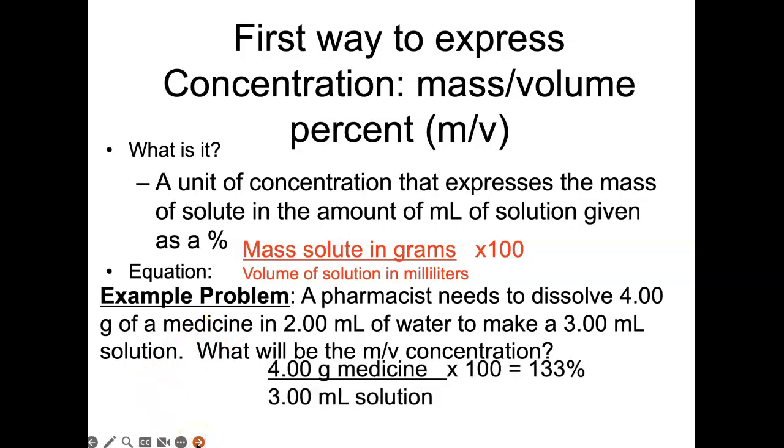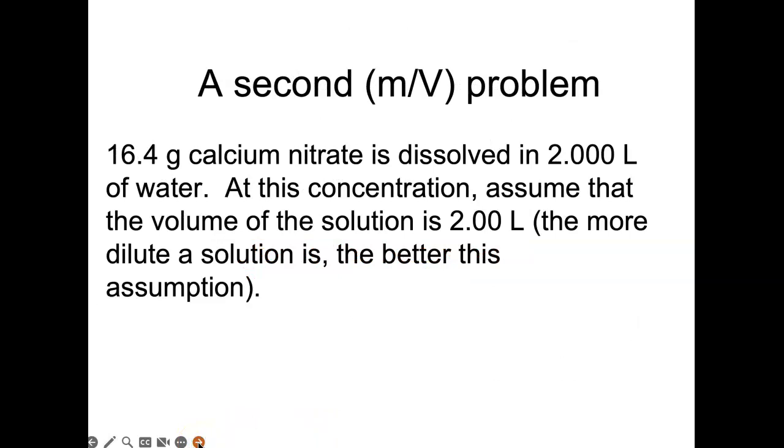All right, well, the mass of the medicine was 4 grams. He's going to make 3 milliliters of solution. So simply the mass of the solute divided by the volume of the solution in milliliters times 100, so you get 133%. Here's another problem. You may want to pause the video here and try this one on your own. All right, how'd you do?